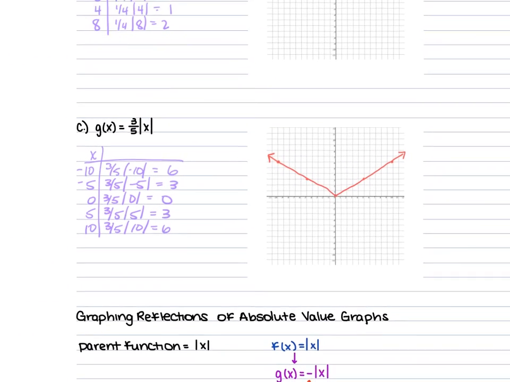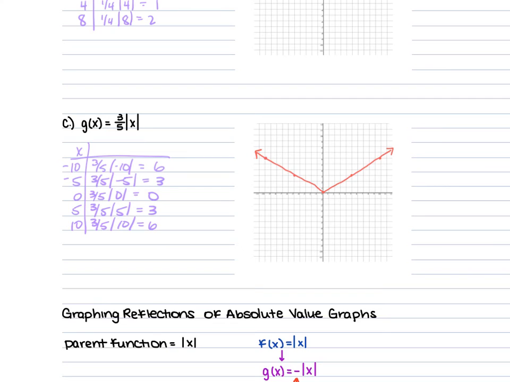So plot these points. We have -10, 6. 1, 2, 3, 4, 5, 6. Then we have -5, 3. 1, 2, 3. 0, 0. 5, +3. And 10, +6. So we draw our line through those points. And then we're done.